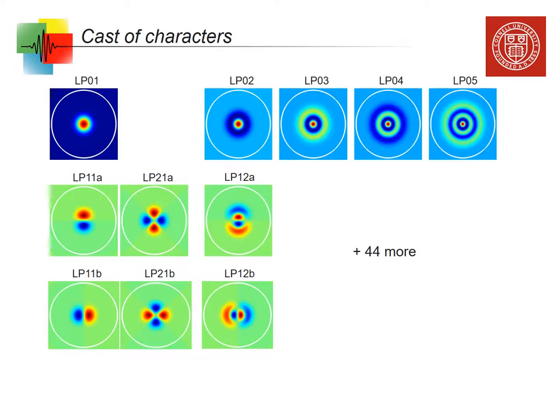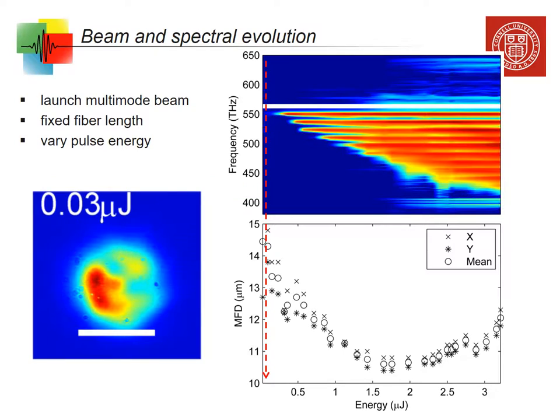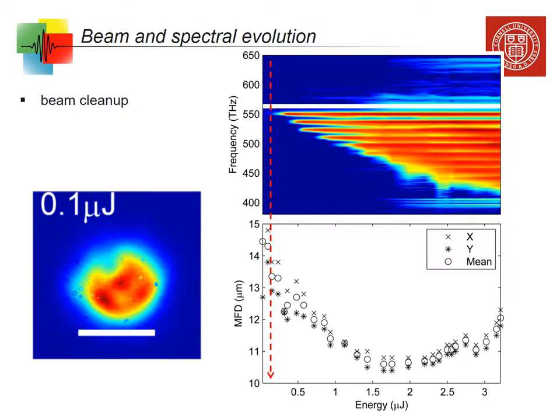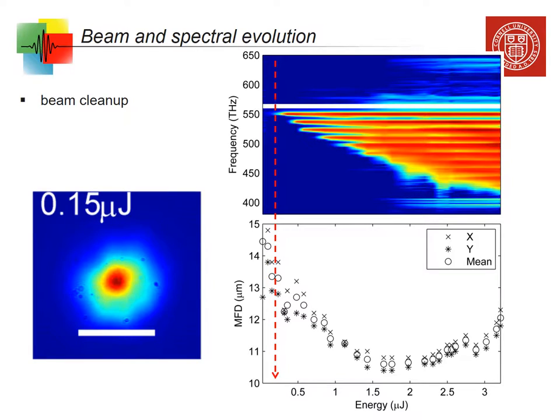So here are the characters, here are the modes. The star of the show, as I said, is going to be LP01. You'll see what I mean. And we have all these other modes in the fiber, 44 more I'm not even showing here. Initially we have some combination of those modes, and we increase the pulse energy. The modal composition is changing, and it's changing in a surprising way, I would say.